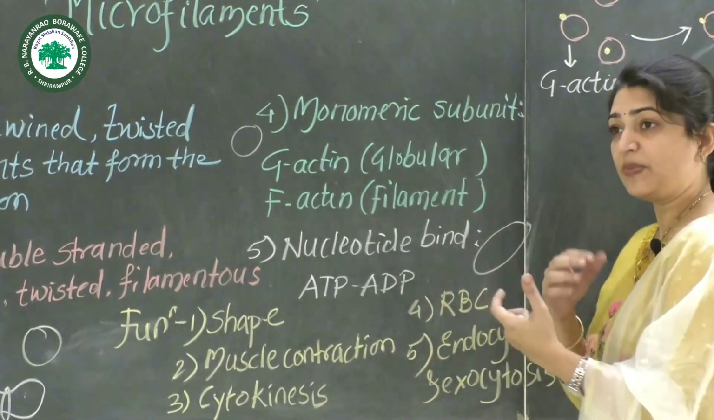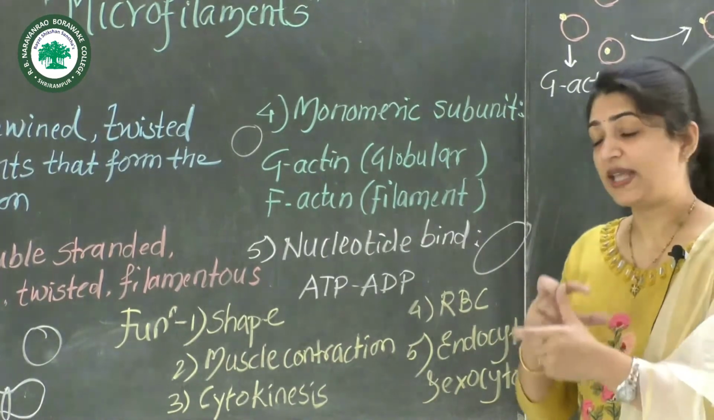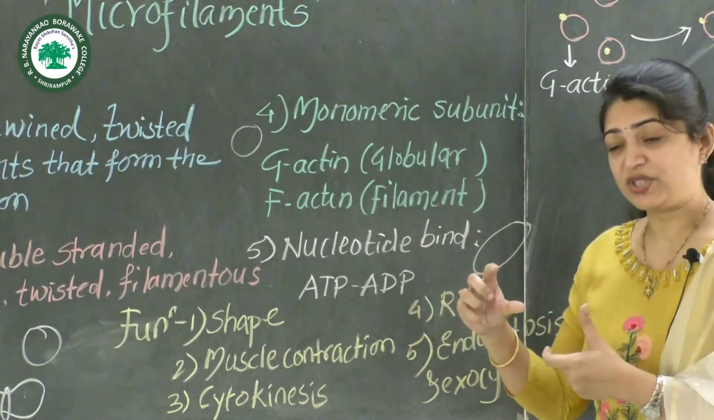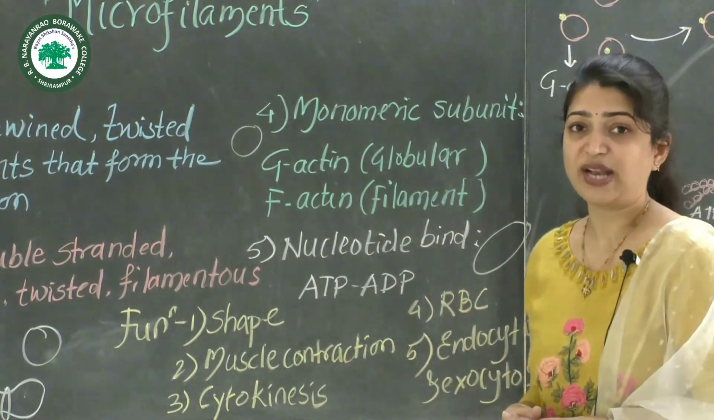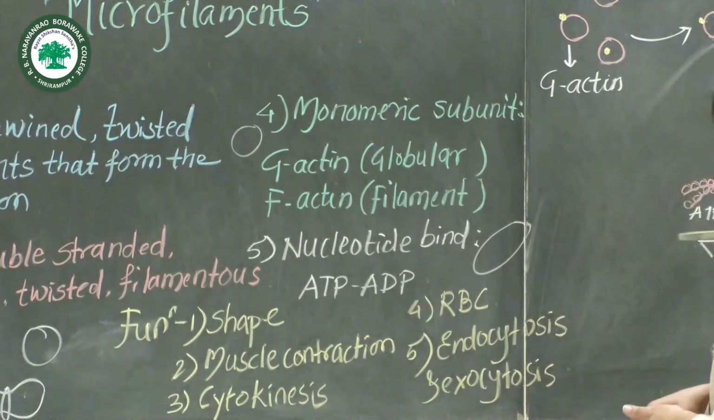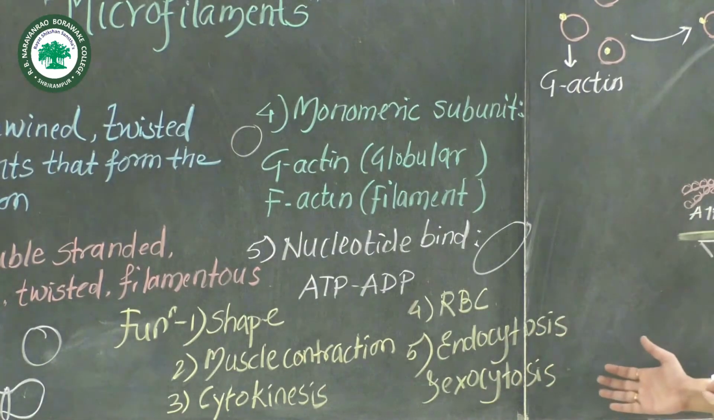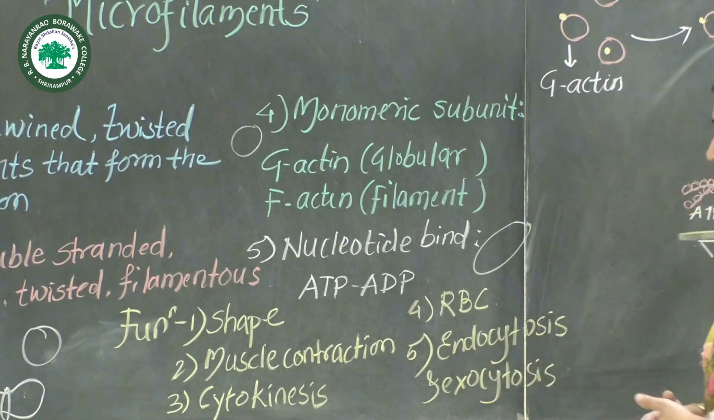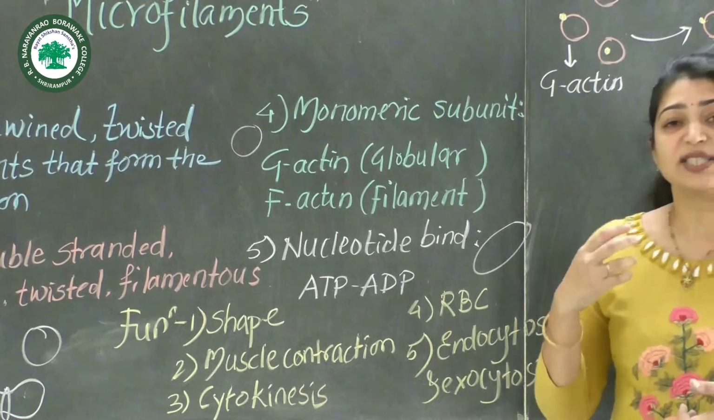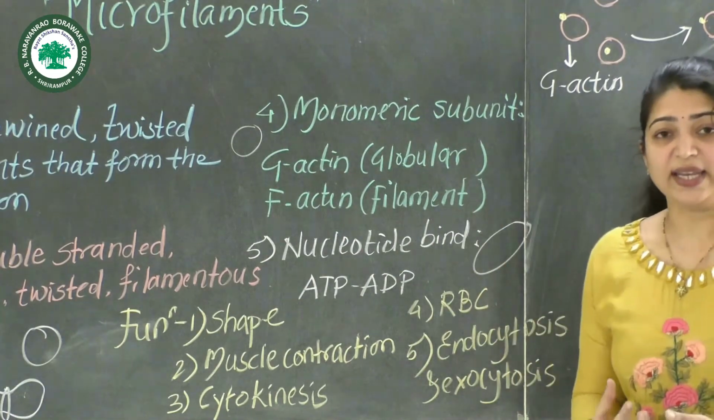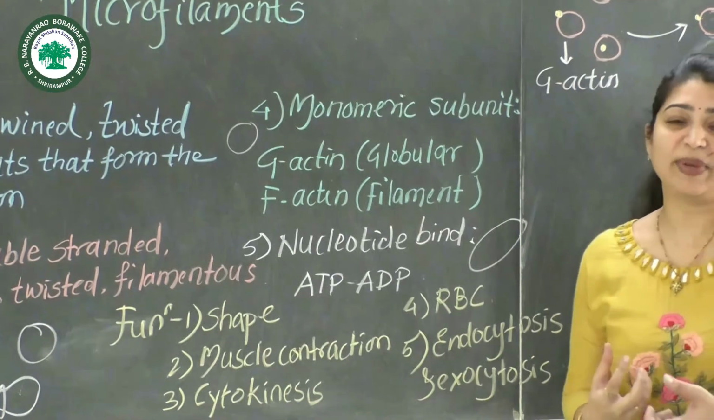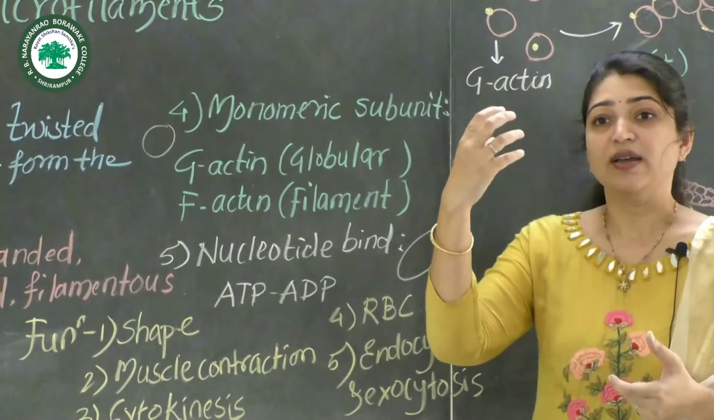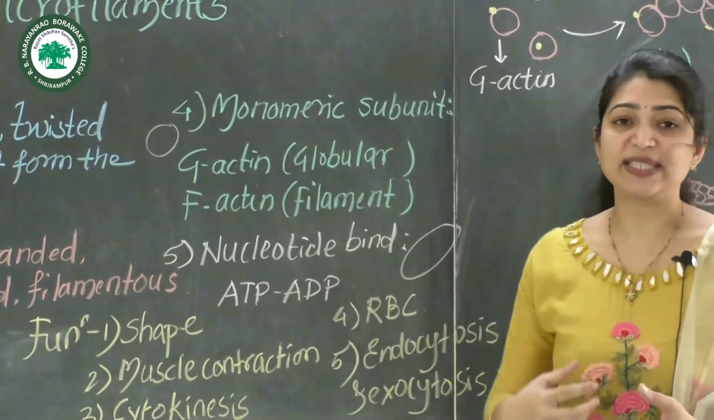In the whole RBC, if you see, all the RBCs have the same shape, that is the biconcave shape, and that is only due to the microfilamentous structure. Okay, in the next part we are going to see about endocytosis and exocytosis. In endocytosis, when substances are taken into the cell, that is only because of the microfilaments, which allow the external molecules to come inside the cell.